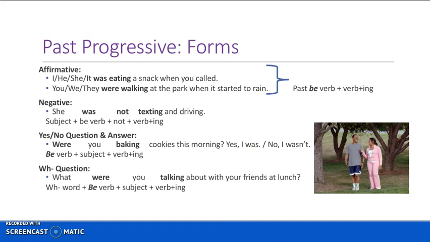WH question. What were you talking about with your friends at lunch? There's a WH word first, the be verb, subject, and then the verb with the ing ending.